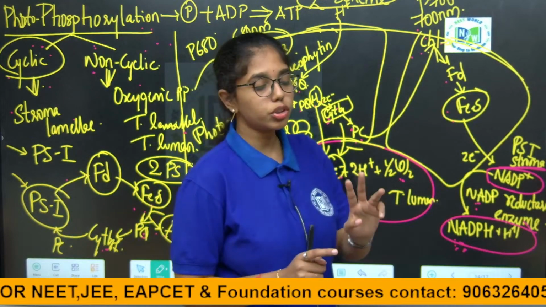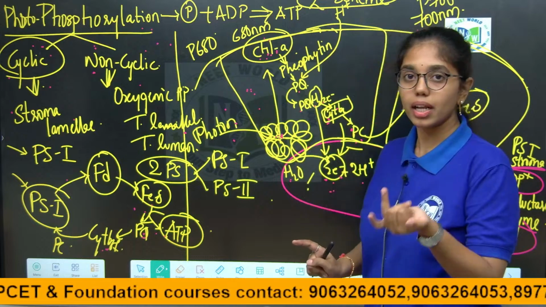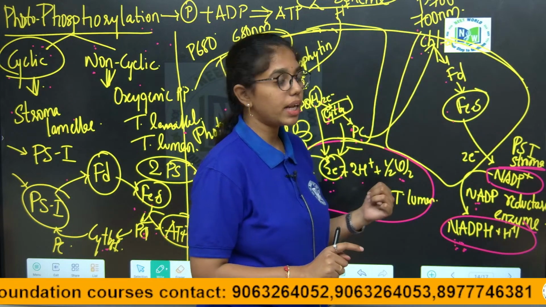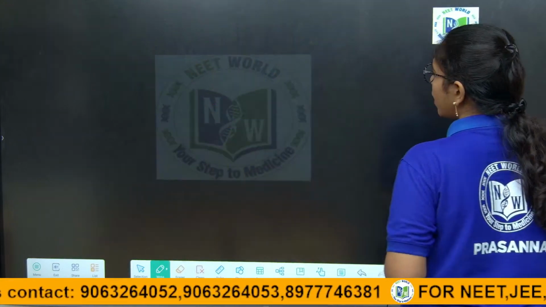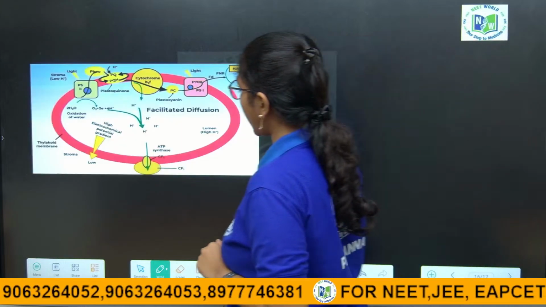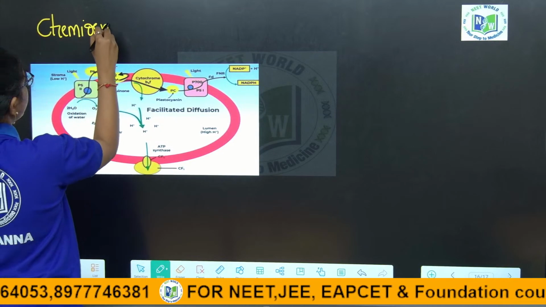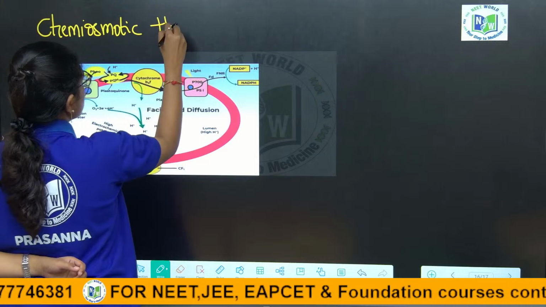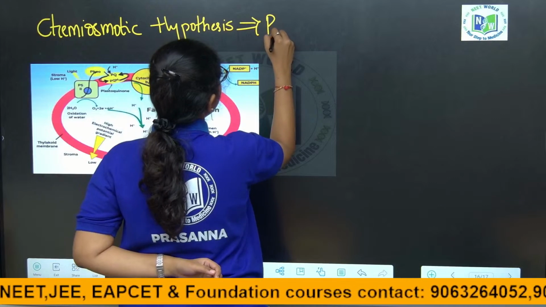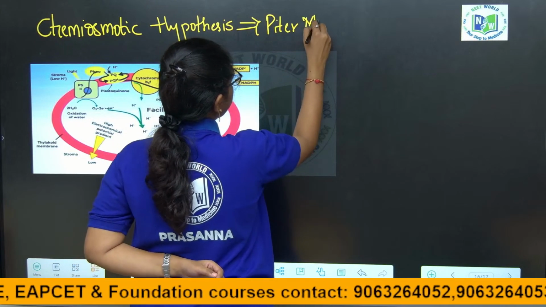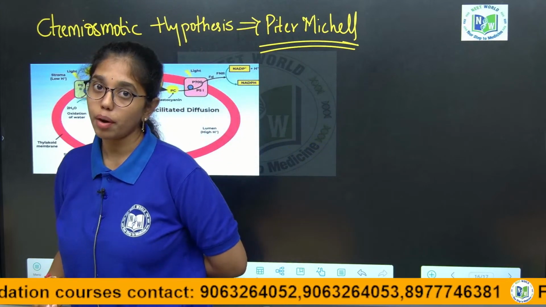Till now you have understood the steps: one is absorption of light in the form of photons, second is photolysis of water, and third, from formation of assimilatory power you have understood how NADPH is formed. Now, from the chemiosmotic hypothesis, which is given by Peter Mitchell, we will understand how ATP is formed in the stroma.